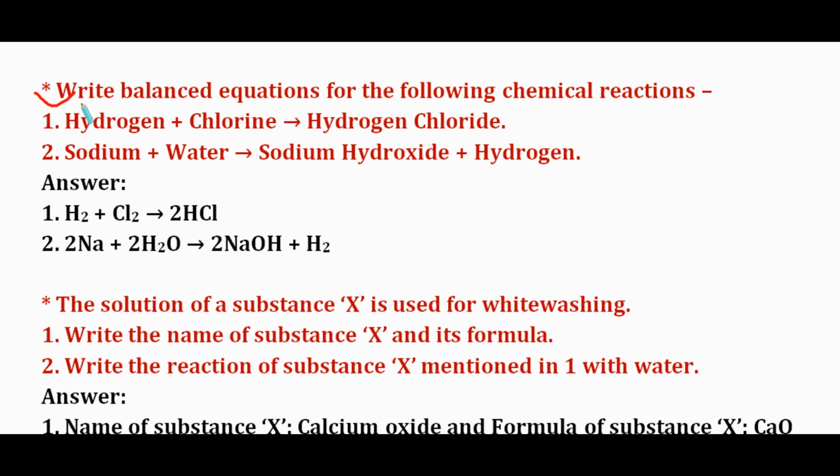Next question. Write balanced equations for the following chemical reactions. Hydrogen plus chlorine gives hydrogen chloride. Hydrogen is H2, chlorine is Cl2, and hydrogen chloride, that is hydrochloric acid, is HCl. On balancing we get H2 + Cl2 → 2HCl.